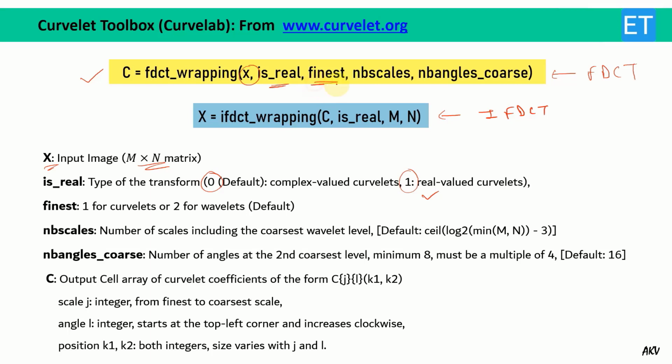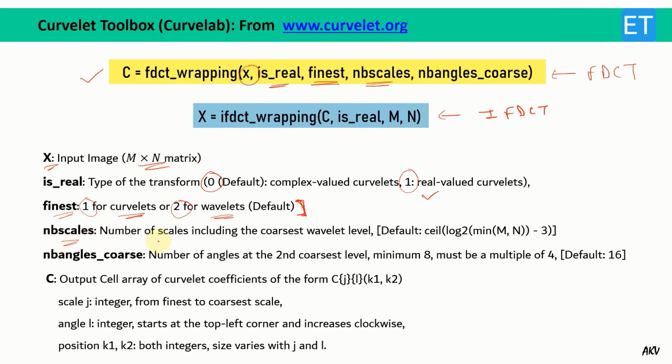And then finest. Finest means you write either 1 or 2. At the finest level, what will be used by the algorithm? If you write 1, that means curvelets will be used for the finest level decomposition, otherwise wavelets will be used with 2. The wavelets is actually the default. It has some algorithmic values, so for more details you can go to the actual algorithm or the literature of this toolbox.